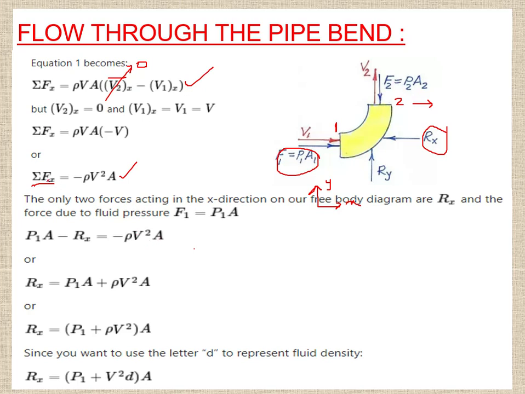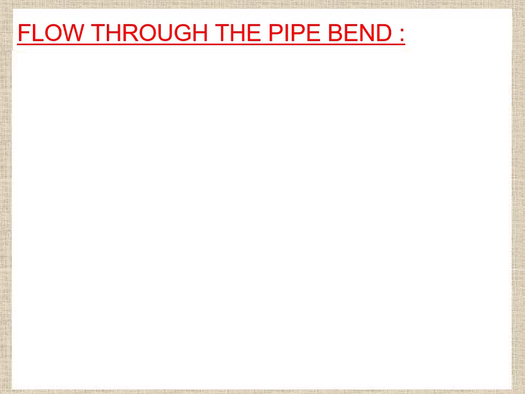So we replace this Fx with these two forces, and Rx is negative because it is opposite to the x direction, or opposite to the direction of fluid flow. So here Rx will be equal to P1A plus rho V square A. This is the value of the reactive force in x direction that we have calculated. Now we are going to resolve the forces in y direction.